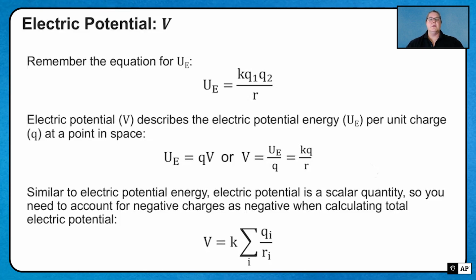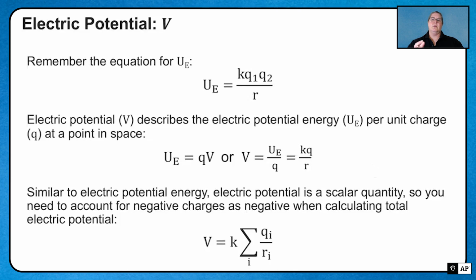You can think of it also this way, that the potential energy is the charge times the potential. And similar to electric potential energy, the electric potential is a scalar quantity. So you need to account for those negative charges as negative when calculating your total potential. So you can have a negative electric potential energy. You can also have a negative electric potential.